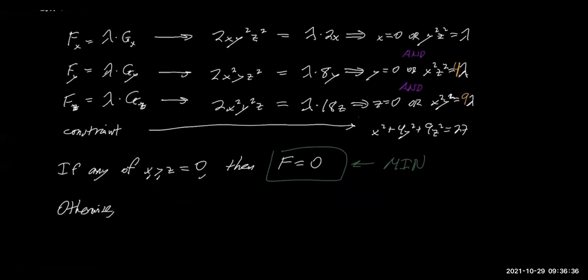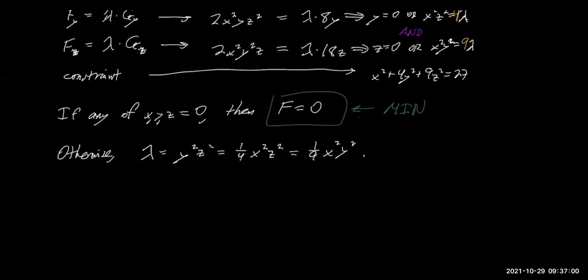Okay, so let me try this again. Otherwise we have lambda equals y squared z squared. I could divide the 1/4 over x squared z squared, and I could divide the 9 over to make 1/9 x squared y squared. So these are all true, right? And we know x, y, and z are not 0 because we've ruled out those cases.